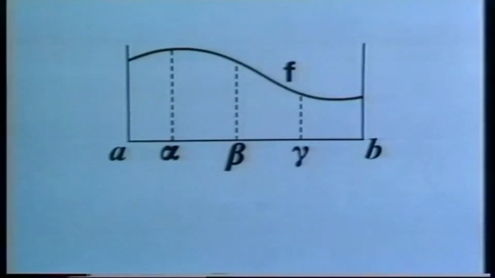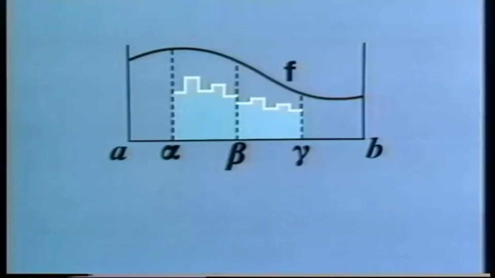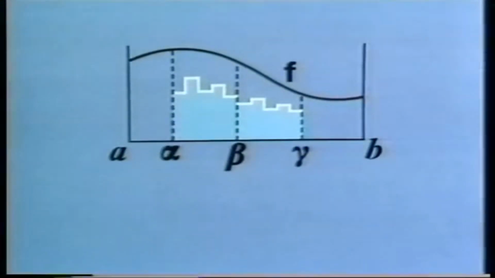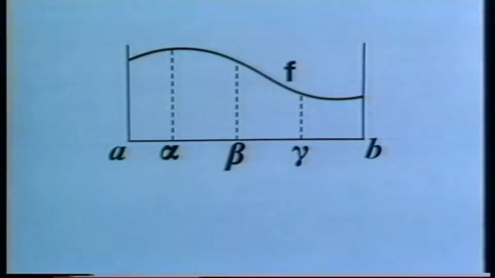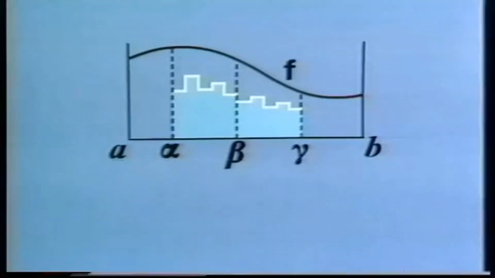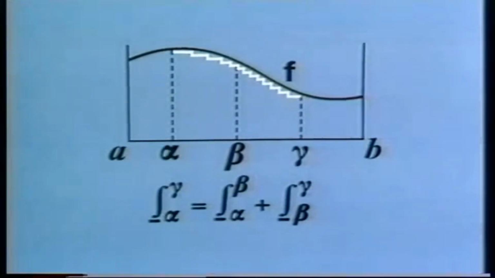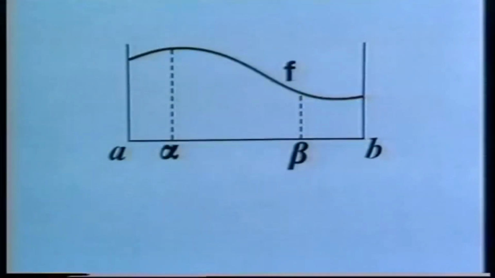To start with, the additivity axiom. Any rectilinear region on alpha gamma is the union of a rectilinear region on alpha beta and a rectilinear region on beta gamma. Conversely, any rectilinear region on alpha beta, together with a rectilinear region on beta gamma, defines a rectilinear region on alpha gamma. This implies that the least upper bounds add together, that is, the lower integrals add together. The lower integral on alpha gamma will be equal to the lower integral on alpha beta plus the lower integral on beta gamma.